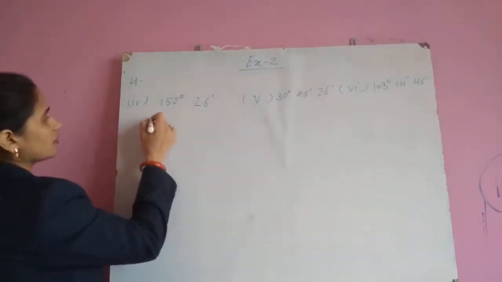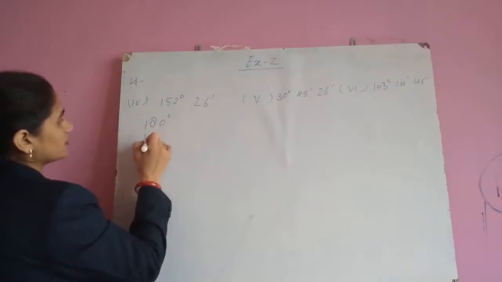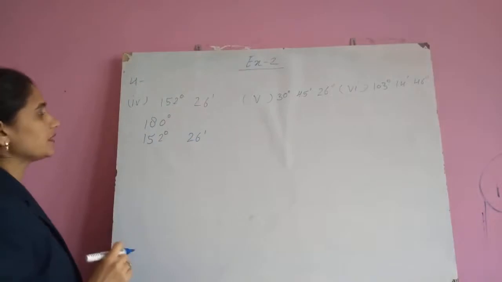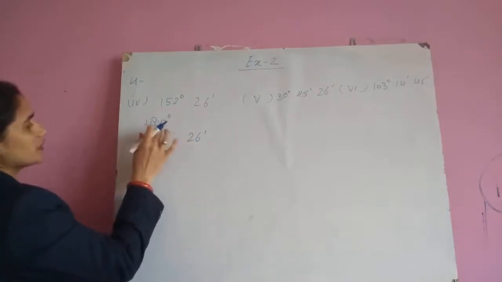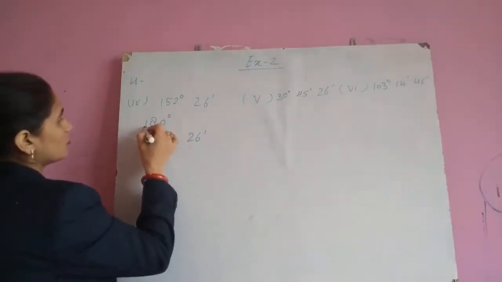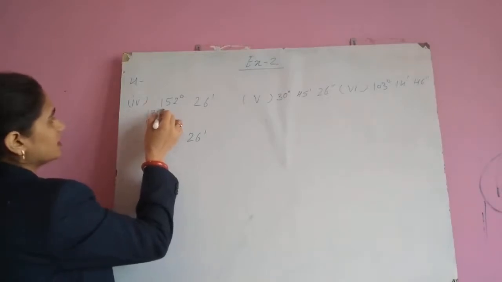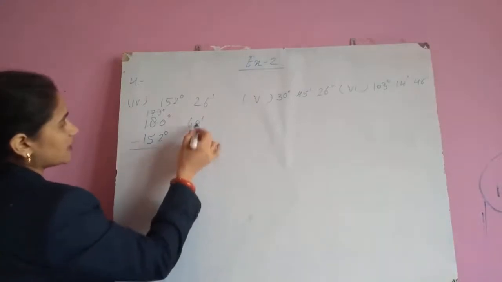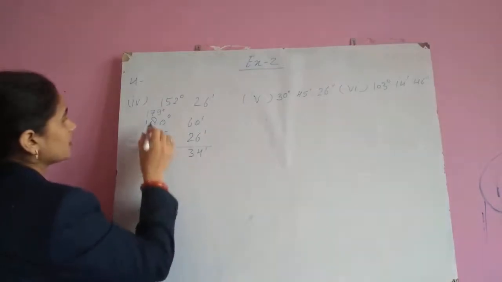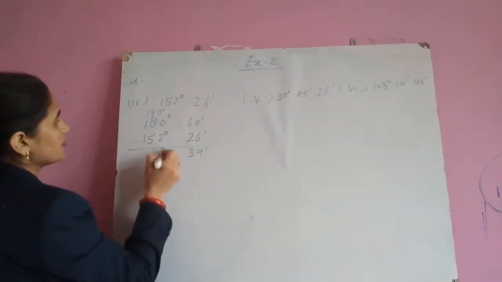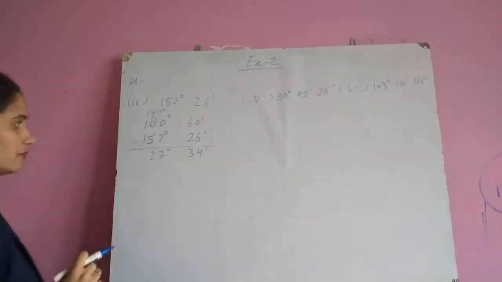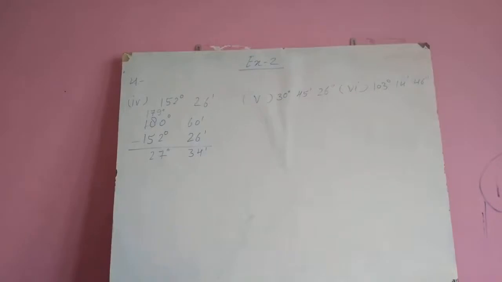In the 4th part, here is 180 degree, and below this degree we will write the 60 minute. We have to take borrow from this 180. What is left here? 179 degree and here 60 minute. If we subtract, 10 minus 4, 6, 4 and here 3, 34 minute and here 9 minus 2, 7. 7 minus 5, 2. 27 degree, 34 minutes. Okay, students?